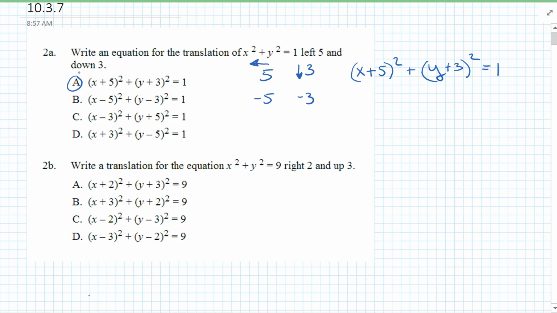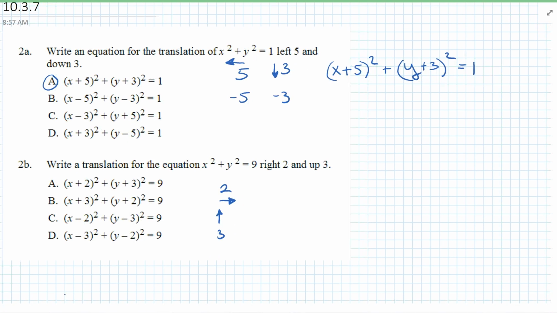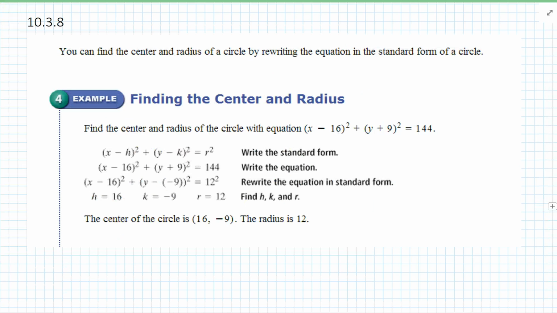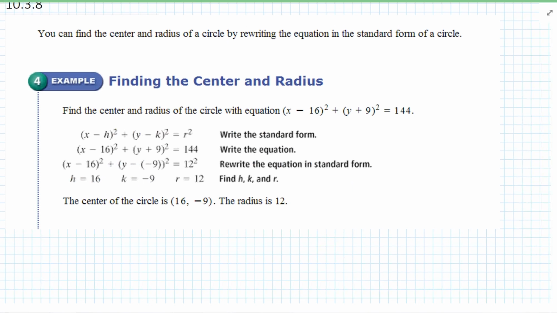All right, next one. We're going to go right 2 units and up 3 units. So they're going to be positive each time this way. So it's going to be x minus 2 squared plus y minus 3 squared equals 9. All right. Easy enough. But you can find the center and the radius of a circle by rewriting the equation in standard form.